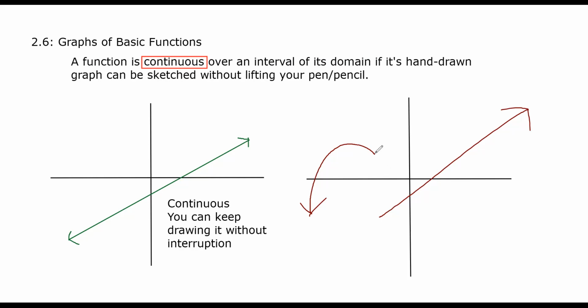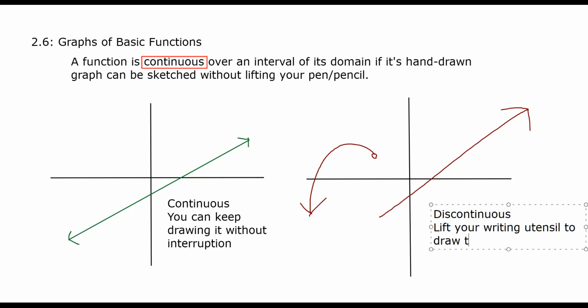So notice that right here, I had to lift my pencil, I had to change things. What we might say is there might be a hole there, and then the graph at this specific x value continues on starting with that point. But this is not continuous. This is said to be discontinuous. You had to lift your writing utensil to draw the graph. At some point, you interrupted your process. It wasn't just a nice, smooth process.